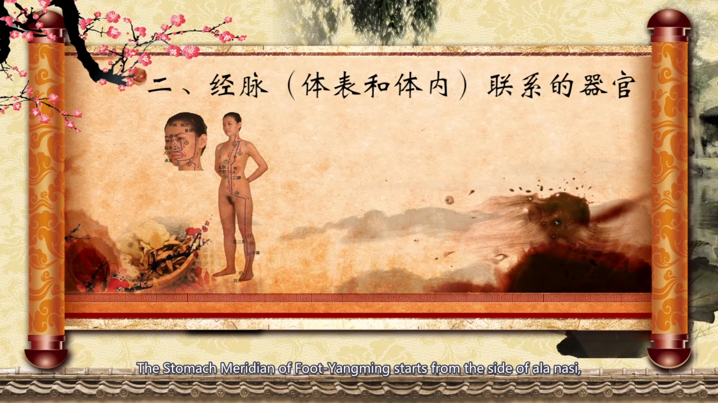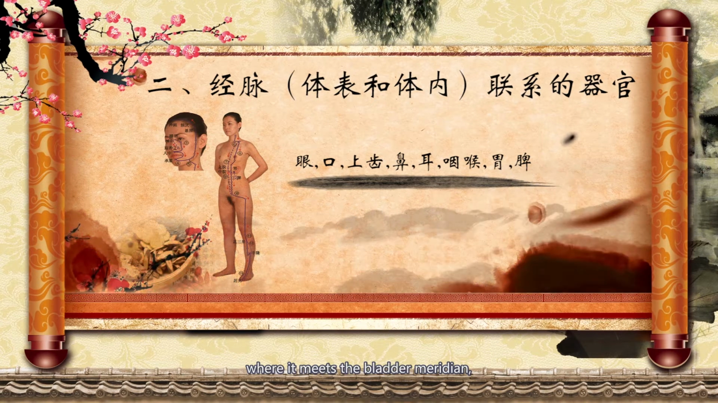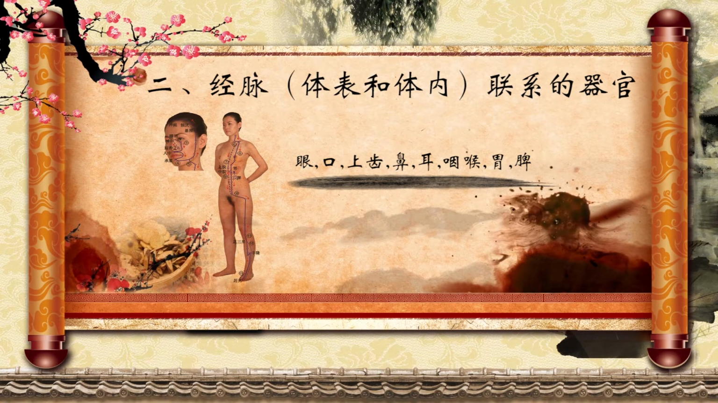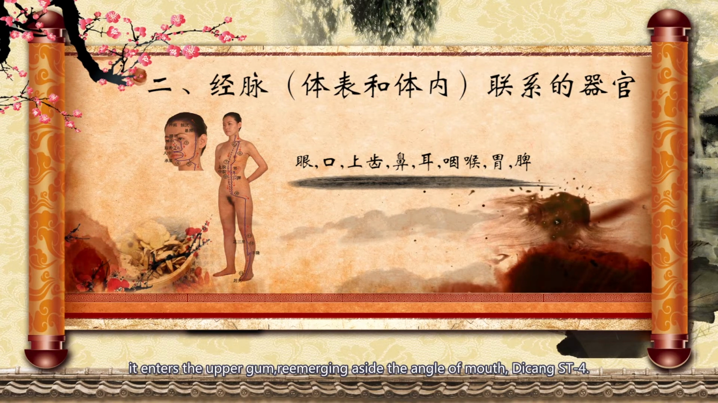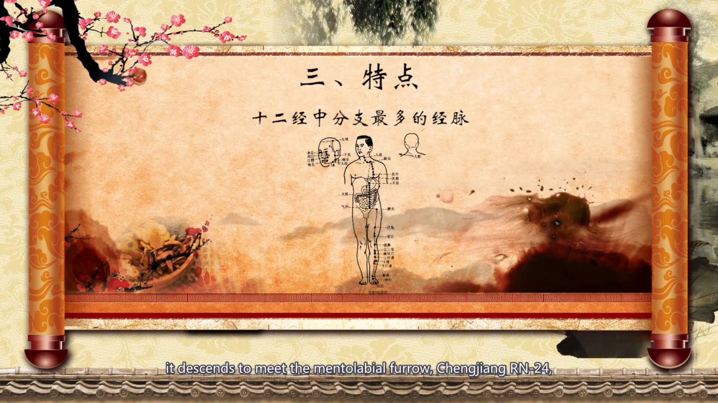The stomach meridian of Foot Yangming starts from the side of the nose. It extends to the bridge of the nose, where it meets the bladder meridian, turning downwards along the lateral side of the nose. It enters the upper gum, emerging aside the angle of the mouth. It curves around the lip. It descends to meet the mandibular region, Chengjiang.